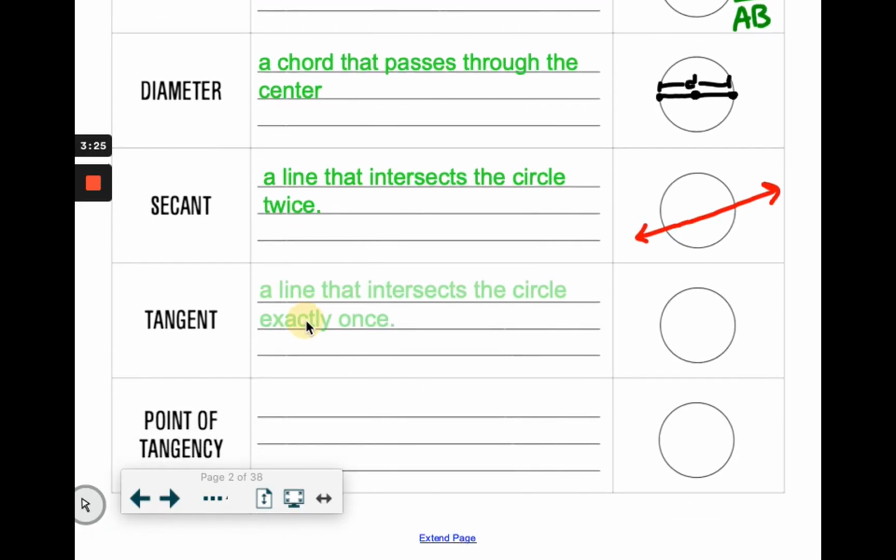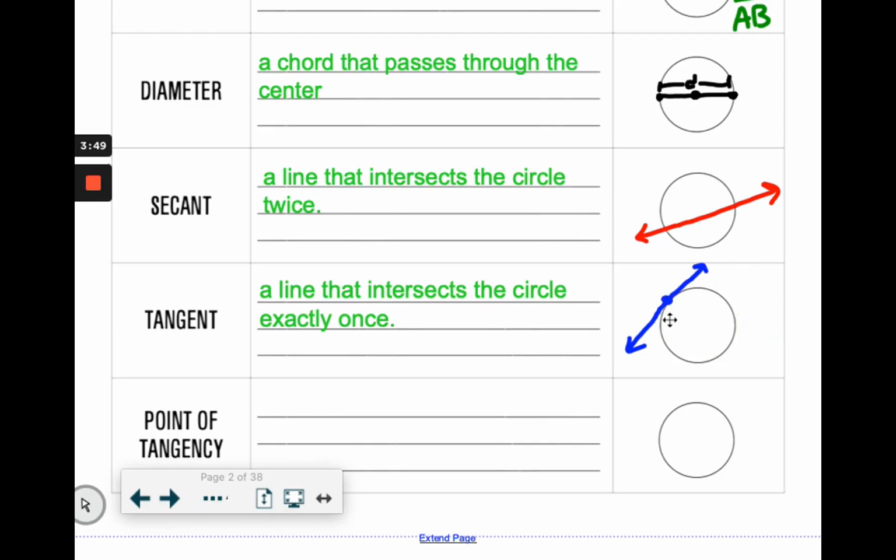Tangent. A tangent is a line that intersects the circle exactly once. So we're going to draw a line over here that is just going to touch the circle. It's a line, going by, going by, going by. It's just going to skim a piece of the circle right here, which is our next word. That blue line is called a tangent line. It's only touching right here.